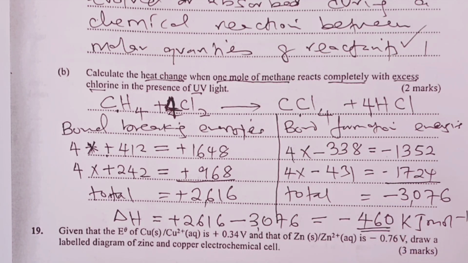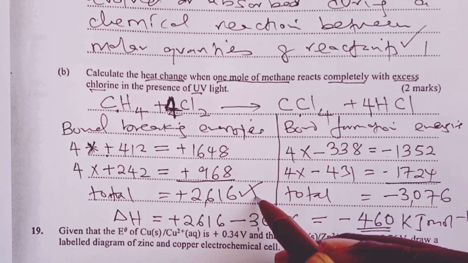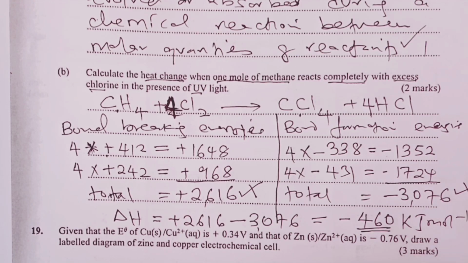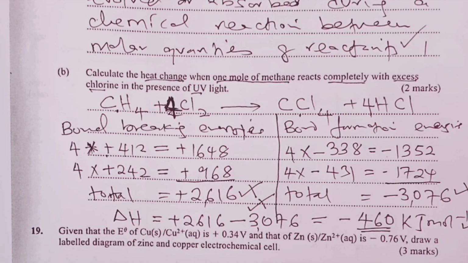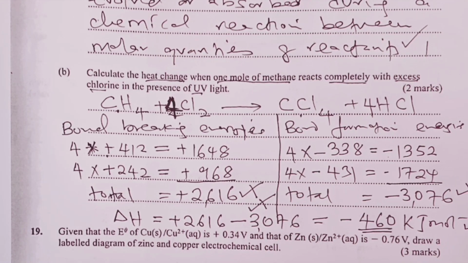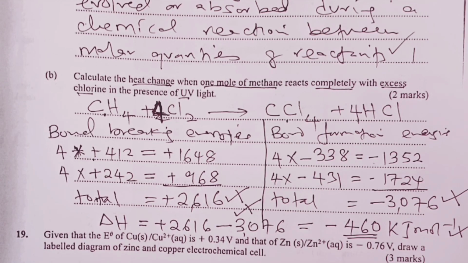It is 2 marks, so we shall give a half for the total bond breaking energies, a half for the total bond formation energies, a half for the subtraction or addition, and finally a half for the final answer, of course, together with the correct units.